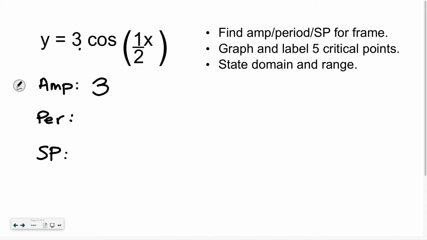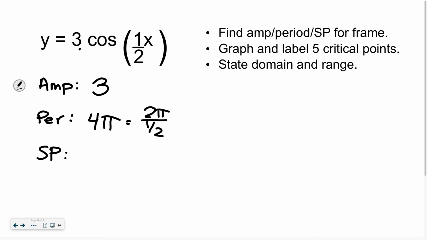Luke, what did your group say for period? 4 pi. Can you tell us how your group got 4 pi? Yeah, it's 2 pi over 1/2. Excellent. So you're doing 2 pi over b. B is whatever's being multiplied in front of your x. Since it's 1/2 x, we know that b is 1/2. And just be really careful here. 2 pi divided by 1/2 means that you're multiplying by the reciprocal, 2 over 1. So you should get 4 pi and not pi. Got to be really careful with dividing that fraction.